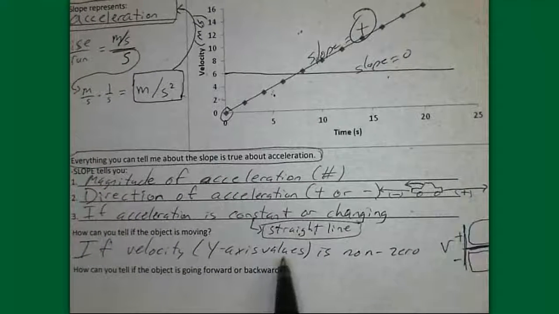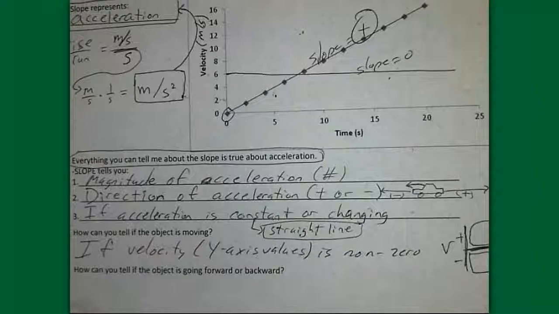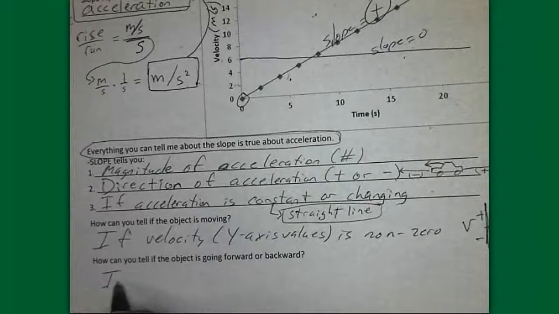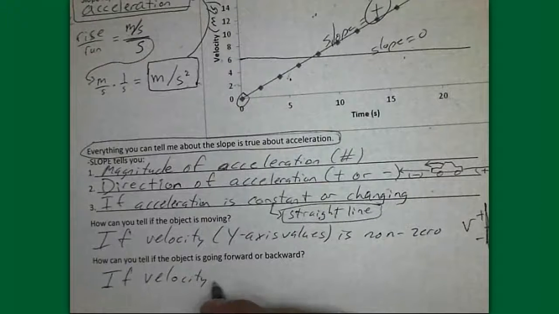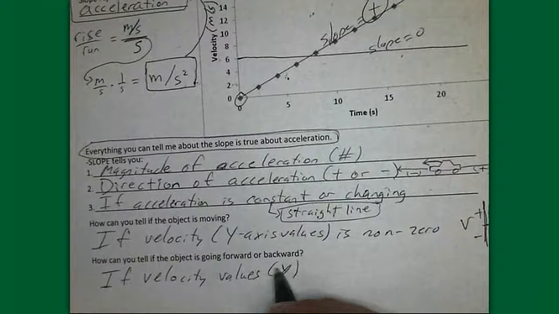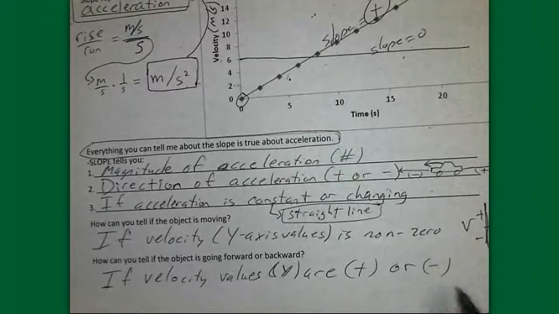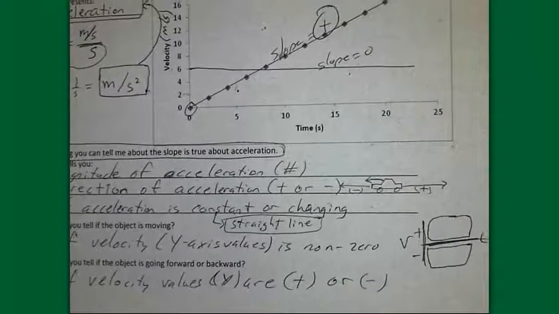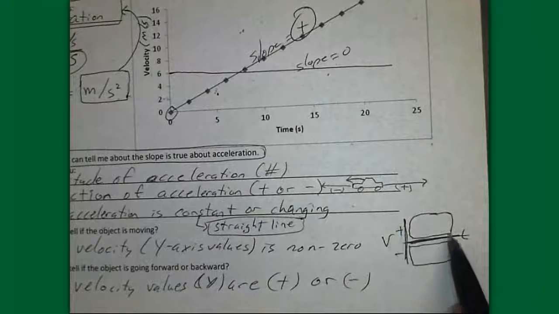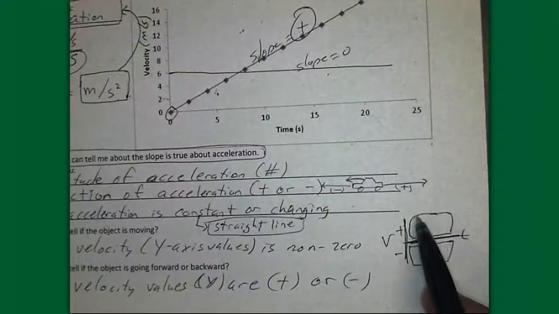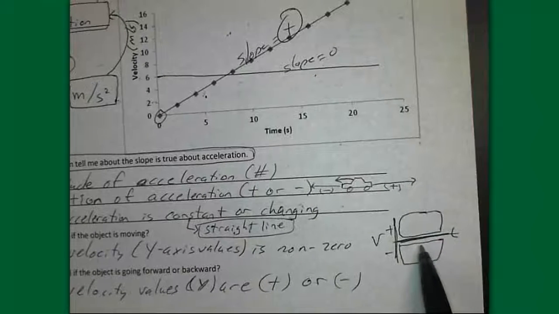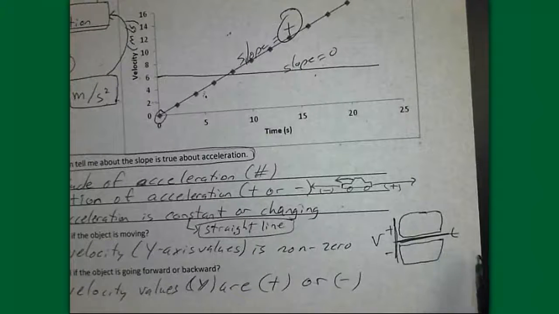The point is, how do we tell if an object is going forward or backward? We tell by deciding if the velocity values, those are graphed on the y, are positive or negative. In other words, if the velocity values are up here, that means the object is moving forward in that part of the graph or in some positive direction. If the velocity values are here, the object is moving backward or some negative direction in that part of the graph.